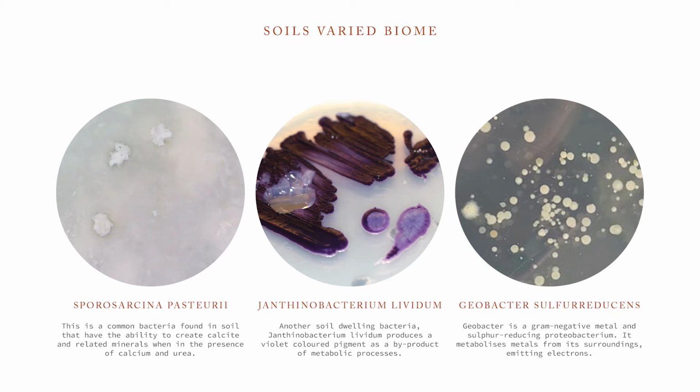Featured here are 3 types of bacteria, all of which can be found in soil and have potential applications in the design world. Sporosarcina pasteurii has the ability to create calcite minerals when in the presence of calcium and urine. Designers have already begun work on using this attribute to create new bacterial-grown materials, or to improve the production of current building materials such as bioMason cement.